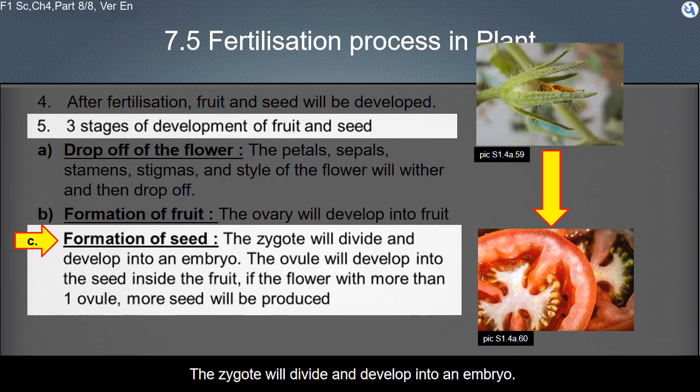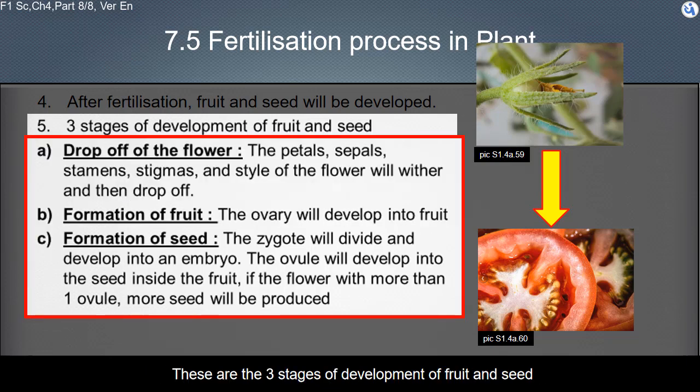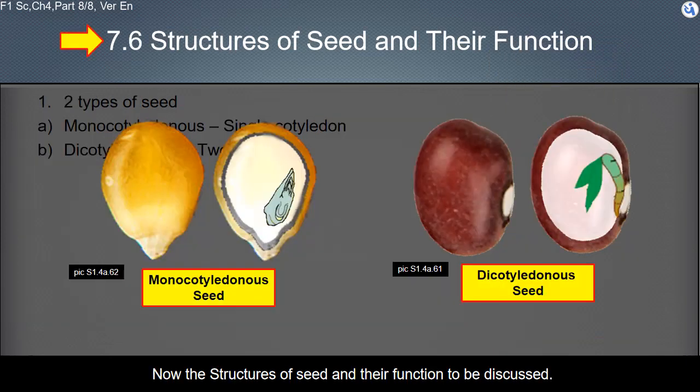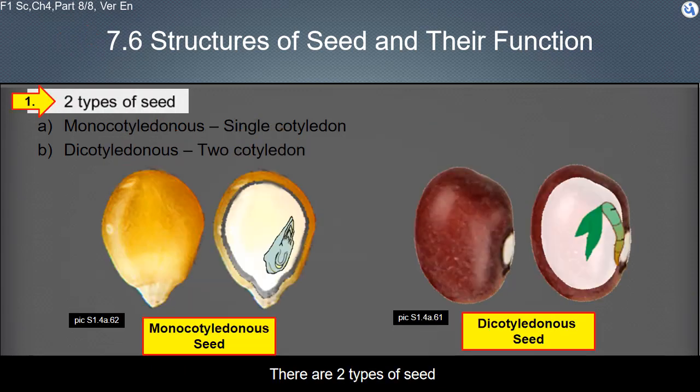The zygote will divide and develop into an embryo. The ovule will develop into the seed inside the fruit. If the flower has more than 1 ovule, more seeds will be produced. These are the 3 stages of development of fruit and seed. Now the structures of seed and their functions will be discussed. There are 2 types of seed.